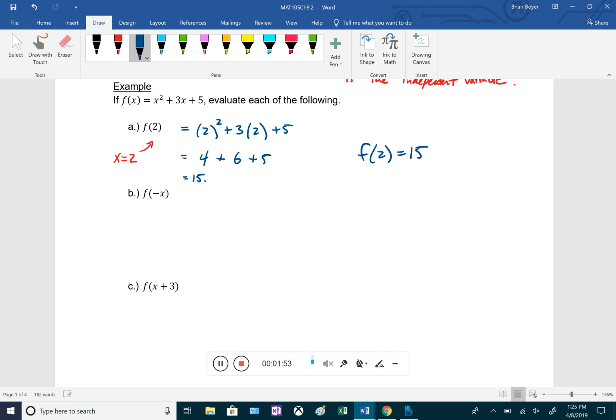So we could write this as an xy coordinate if we want. We would write this as 2 comma 15.